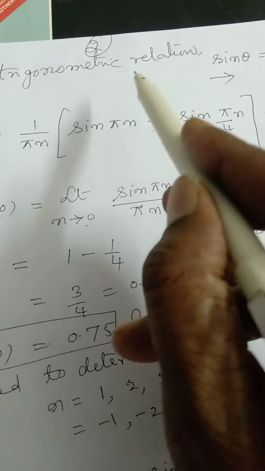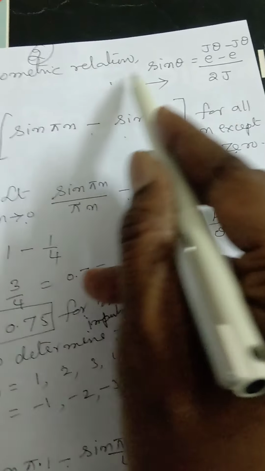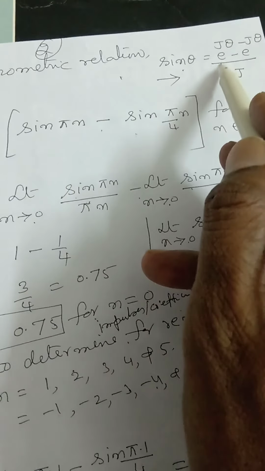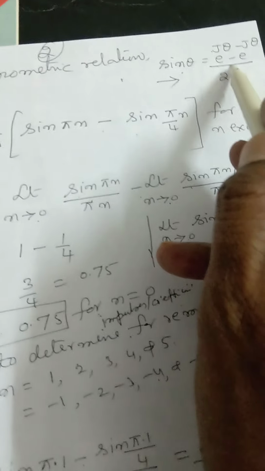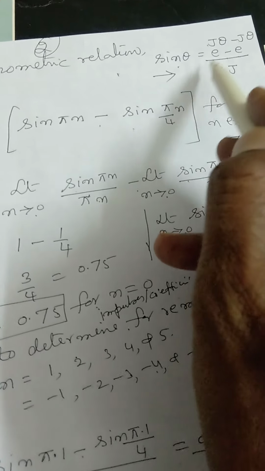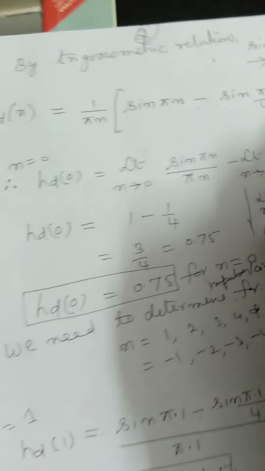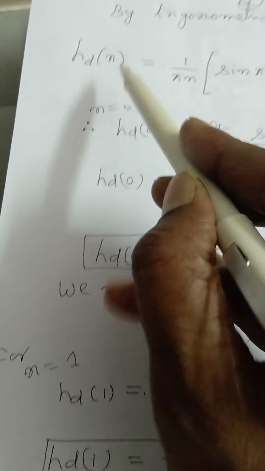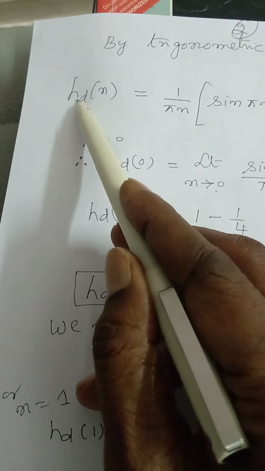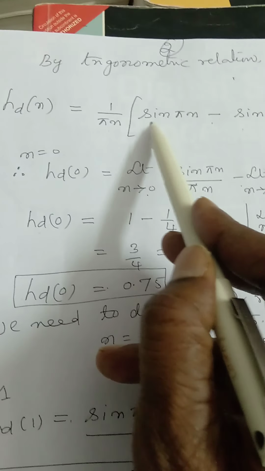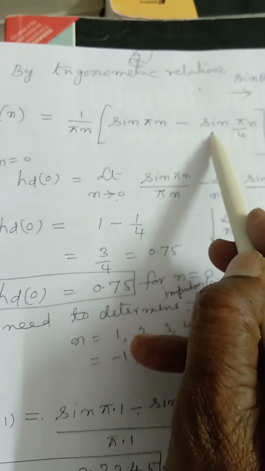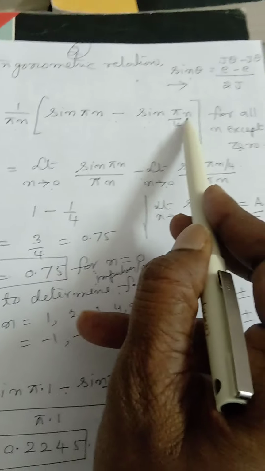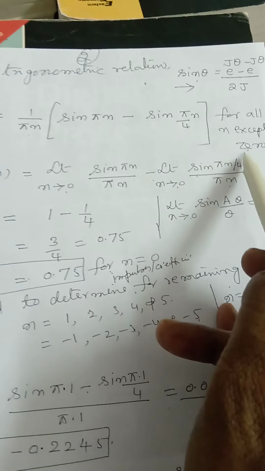Now apply the trigonometric relation, that is sin theta is equal to e to the power of j theta minus e to the power of minus j theta divided by 2j. Then by the trigonometric relation, the above equation becomes hd of n is equal to 1 by pi n into sin pi n minus sin pi n by 4, for all n except 0.